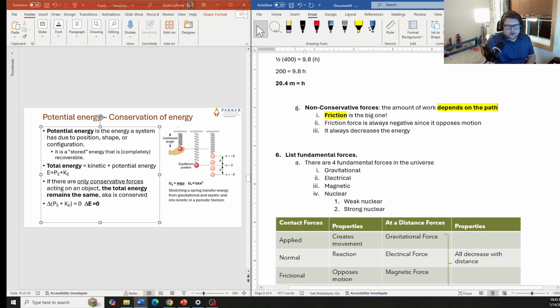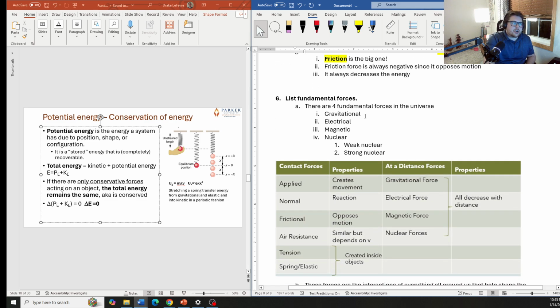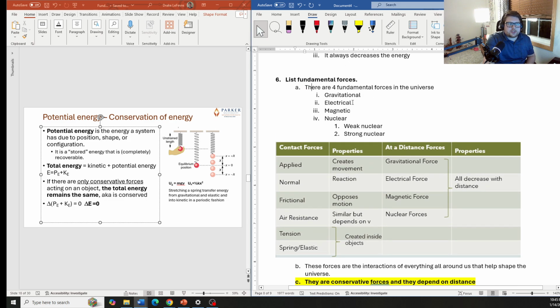Again, draw a line right here. New chunk of material, switching gears. Fundamental forces. Most of this is just memorization. There's 4 fundamental forces in the universe: gravitational, electric, magnetic, and nuclear. There's a weak and a strong nuclear force.